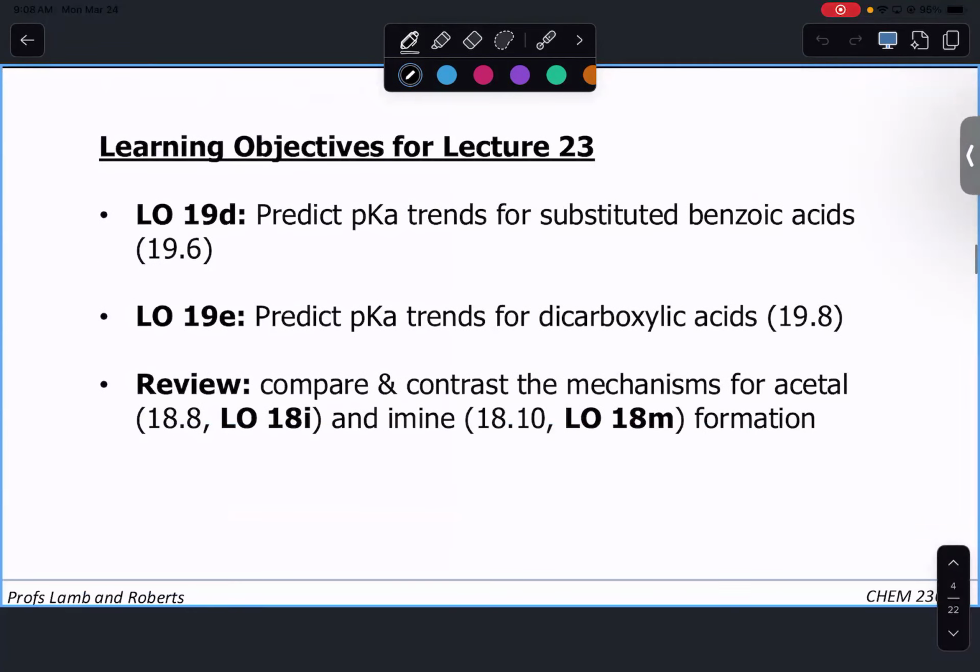The learning objectives that we will be covering today are 19D, which is predicting the pKa for substituted benzoic acids. So again, an extension of what we were talking about last lecture, where we were just talking about carboxylic acids. Then predicting pKa trends for dicarboxylic acids. And afterwards, we're going to have a little bit of review where we will compare and contrast the mechanisms for acetal and imine formation.